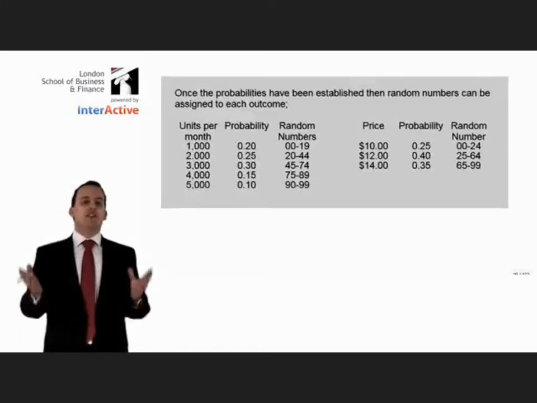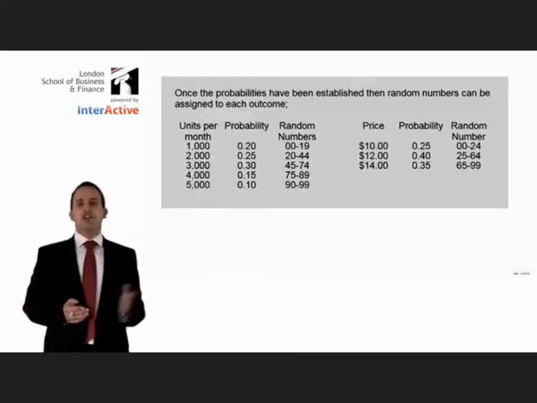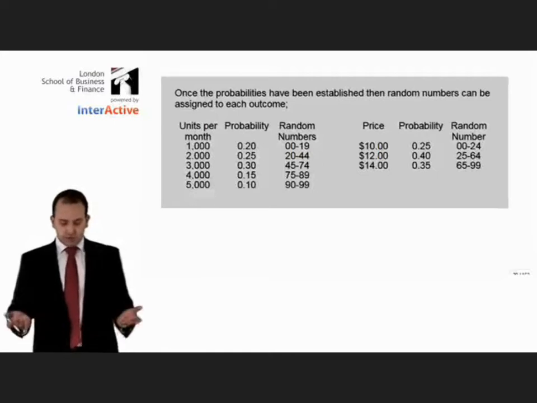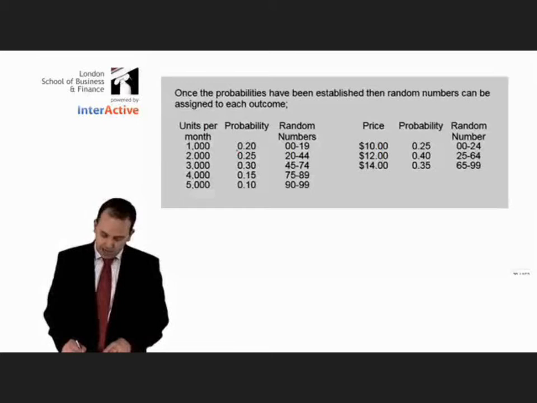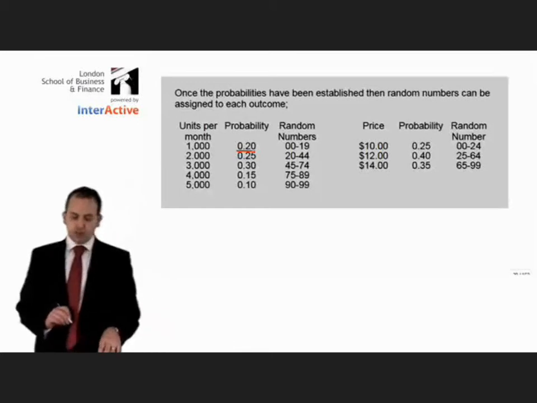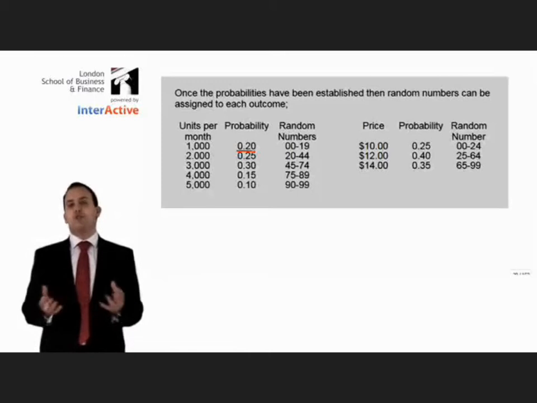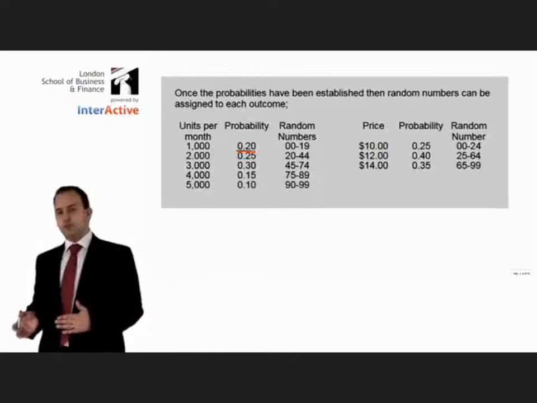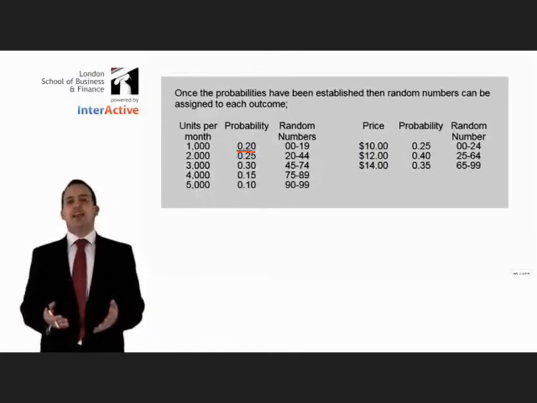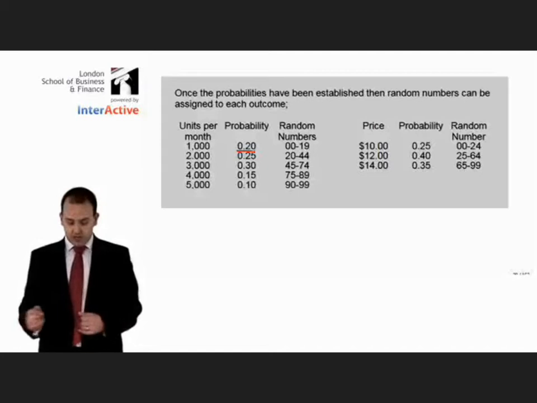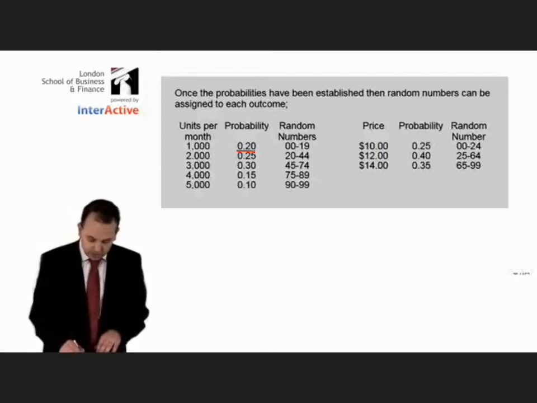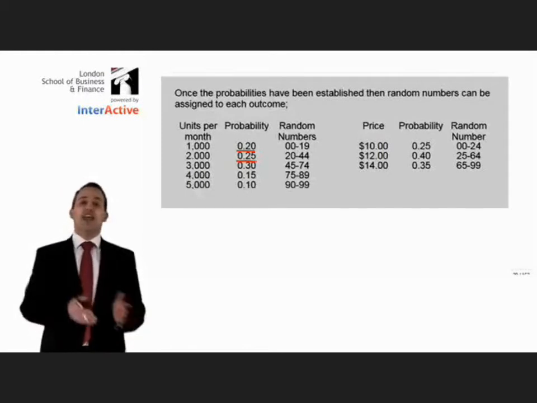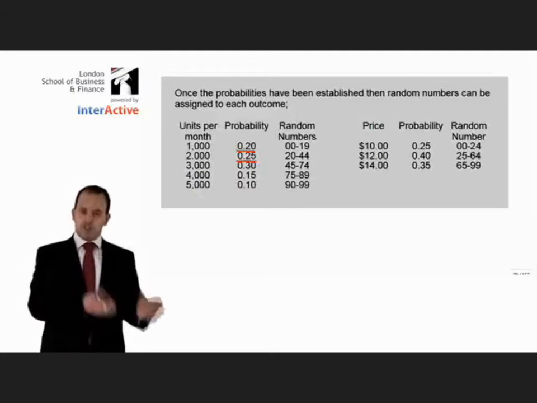And when I say on a random basis, all we're going to do is take numbers 0 up to 99 and then split them based on the probabilities. So, for example, if we were to look at the units of 1,000 units, they have a probability of 0.2, 20%. So we're going to allocate the first 20% of those numbers to that particular event. So we're going to allocate to it numbers 0 up to 19. And then with the 2,000 units, that has a likelihood of 25%, so we will allocate the next 25% of the numbers to that possibility.